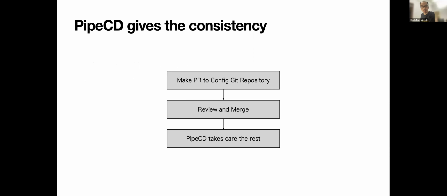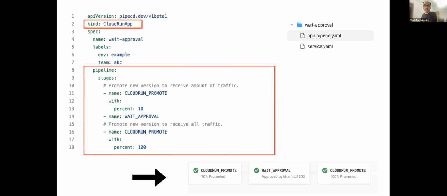PipeCD is consistent. It follows GitOps style in mind. So the flow is straightforward and simple. You make a PR to the configuration Git repo, it is reviewed and merged, and PipeCD will take care of the rest. I put here an example for the Cloud Run application type.